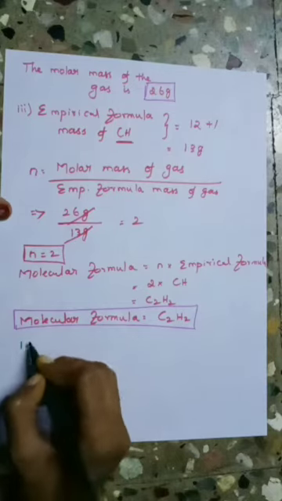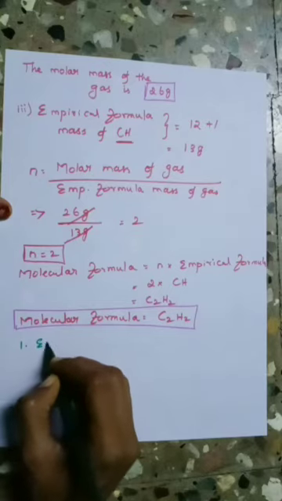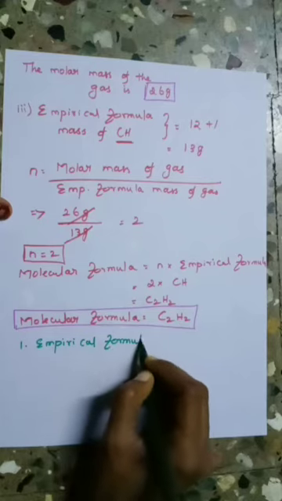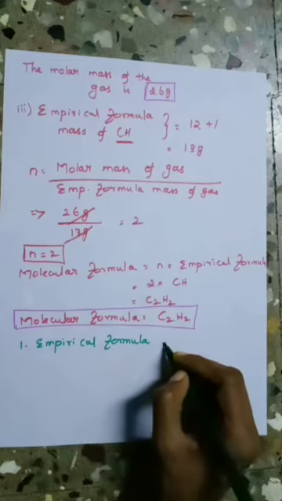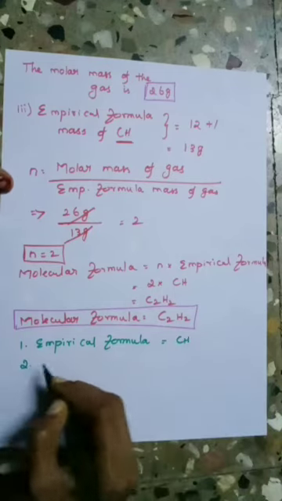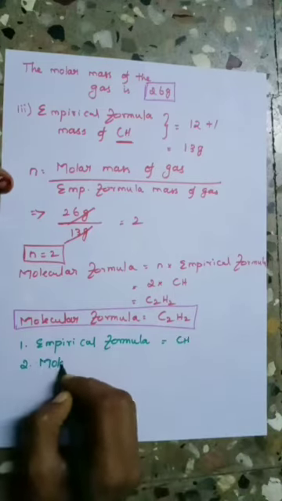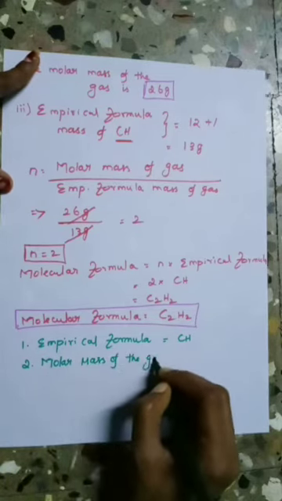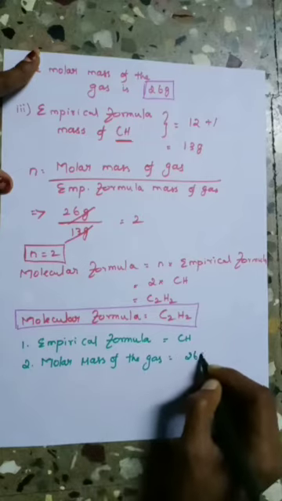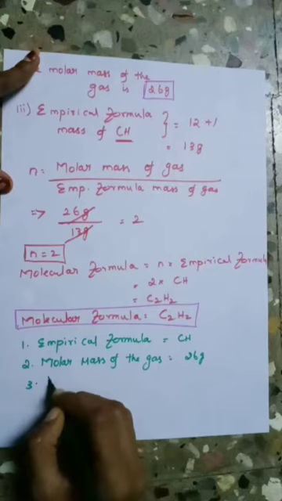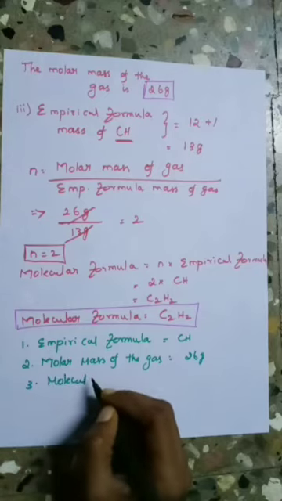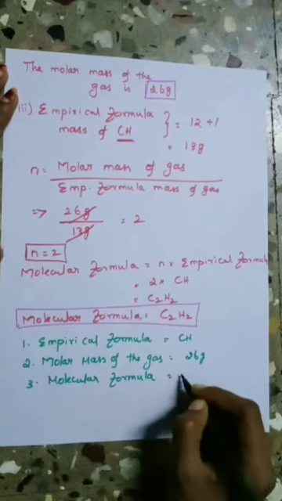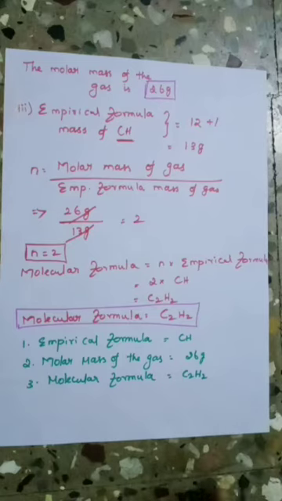So first one is the empirical formula we have to find out. That is CH, and second is the molar mass of the gas. That is 26 gram, and the molecular formula is C2H2. So it is very important.